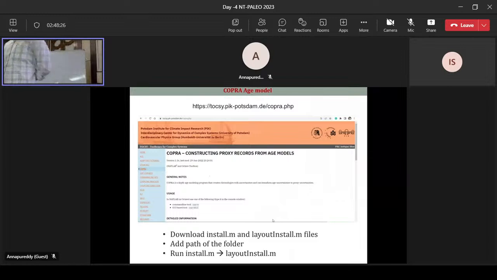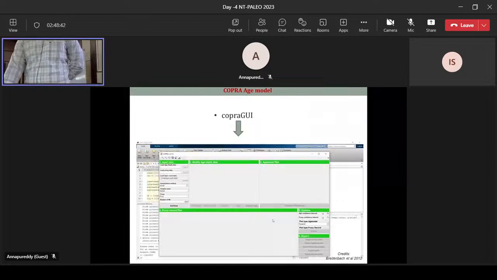You download that file. Those two files are MATLAB files, and then you add a path. You add the path to where the folder is, in MATLAB. Then you run these two MATLAB files, and then you are good to go. Then you open MATLAB, and you can type Copra GUI. If I have time, I'll show you how to do it. It's not at all a very hi-fi thing.